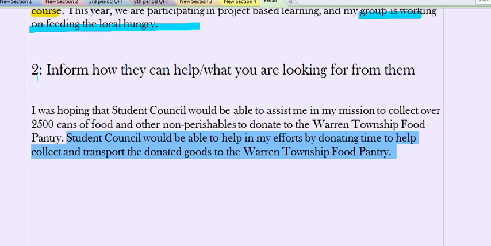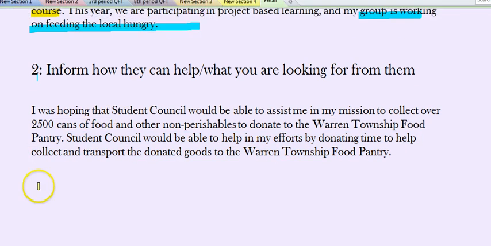So I'm going to go on to say here, student council would be able to help in my efforts by donating time to help collect and transport the donated goods to the Warren Township Food Pantry. So here I'm giving a specific task that I am asking help for. But I'm also not demanding it. I'm not saying I need your help doing this or will you do this. Instead, I'm just saying you would be able to help by doing this and it will benefit my efforts. You want to make it seem as if the reader has a choice in this. You don't want to make it a demand. You're making a request, and that's really important. And so you need to be careful with how you phrase this.